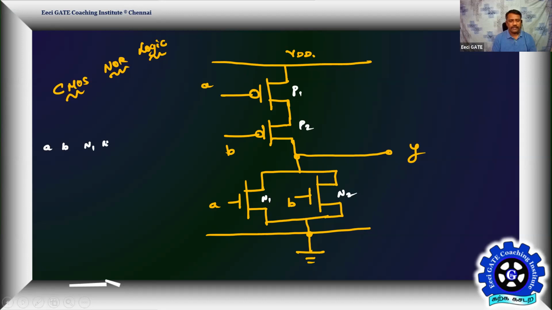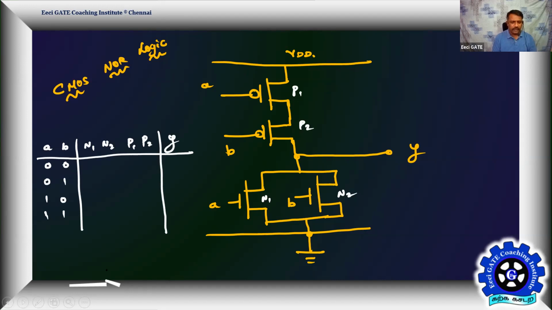A, B. So call them as P1, P2, N1, N2. So N1, N2, P1, P2, and your Y. Again, exhaust all the possible combinations 0, 0, 0, 1, 1, 0, and 1, 1, one by one. Yes, tell me what happens now.